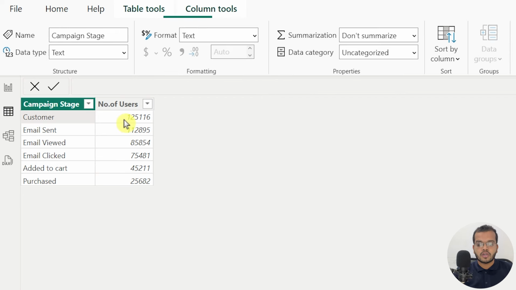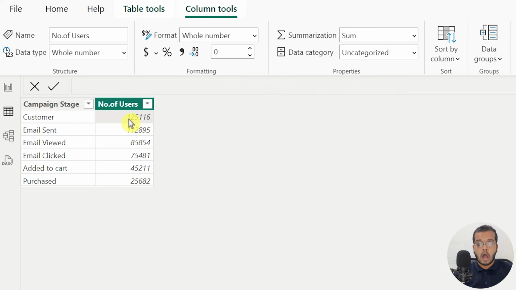We have 125k customers. Out of 125k, I have sent email to 112k customers. So understand how much difference we have got. Out of the 112k customers to whom we have sent email, only 85,000 people have viewed the email.